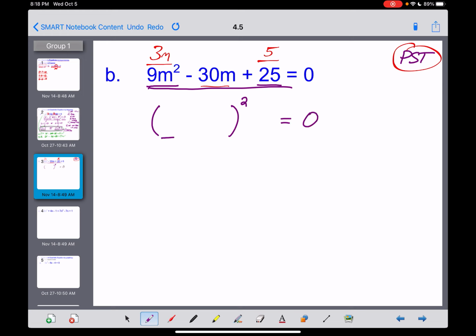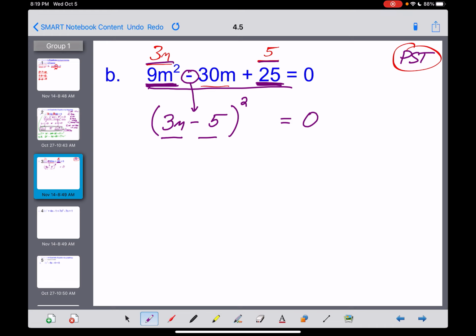Okay, what's the first term of this binomial? The square root of the first term of the trinomial, which we just said was 3m. The second term of the binomial is the square root of the last term of the trinomial, which is this 5 right here. And the sign that goes in between is the same as this sign right here. So this is 3m minus 5, quantity squared, is set equal to 0.